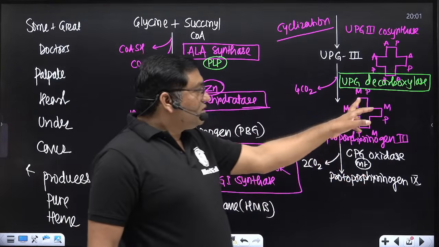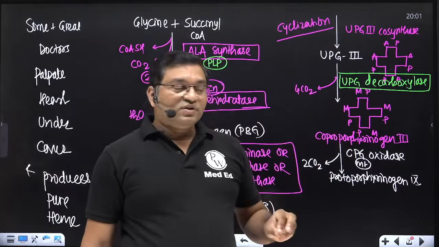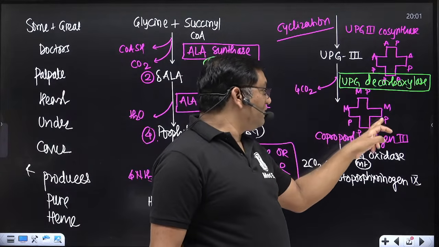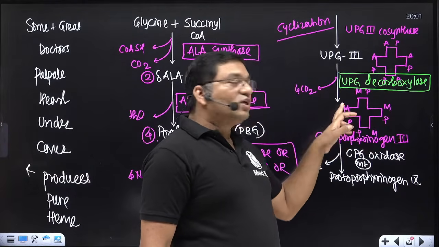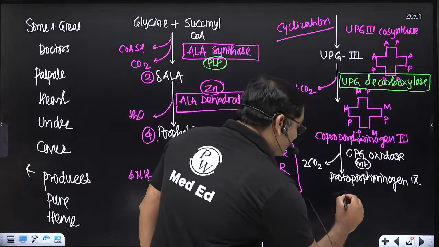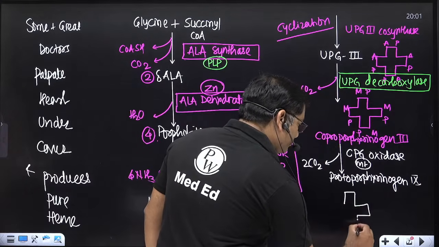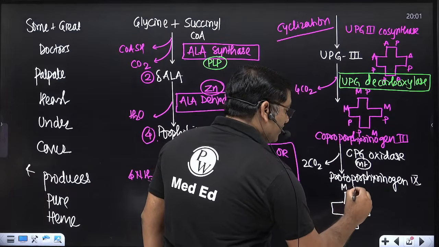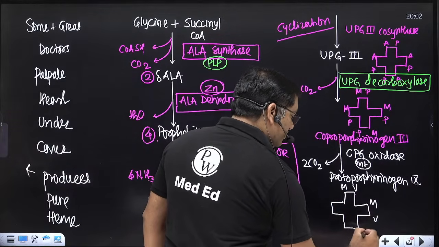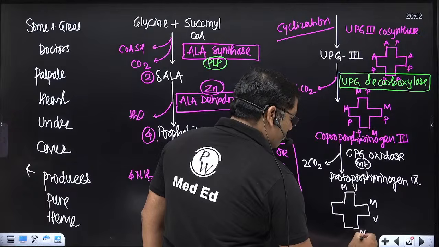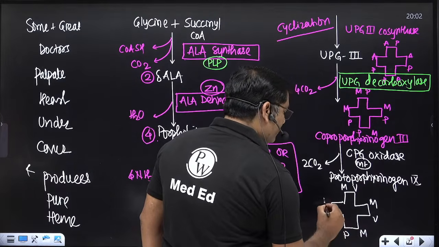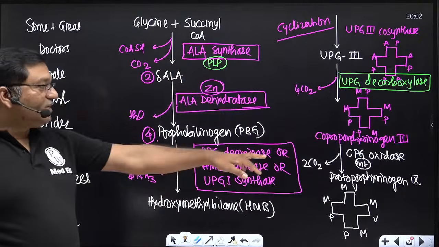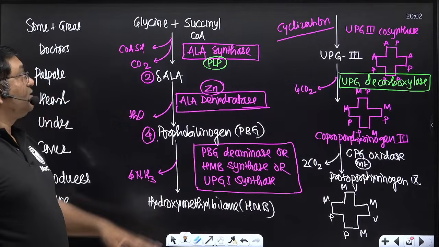Now in this, these two propionyl groups are converted into vinyl groups. So methyl vinyl, methyl vinyl, methyl propionyl, propionyl methyl will be there. So protoporphyrinogen 9. Now see this. So this is methyl vinyl. So methyl propionyl, propionyl methyl will be there. So this is protoporphyrinogen 9, and by the decarboxylase reaction. Let me tell it again.